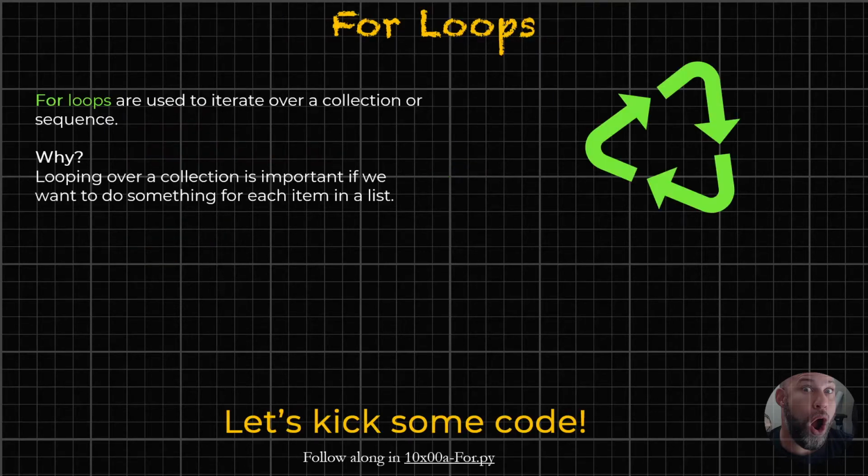All right, so what's a for loop and why the heck will we need to use one? Great questions. Let's answer those. So a for loop is used generally just to iterate over a collection or a sequence. It's to look at a collection, which we're already familiar with, and go over that collection and do something. Why would we want to do that? Well, because looping over a collection is important if we want to do something specifically to each item in a list.